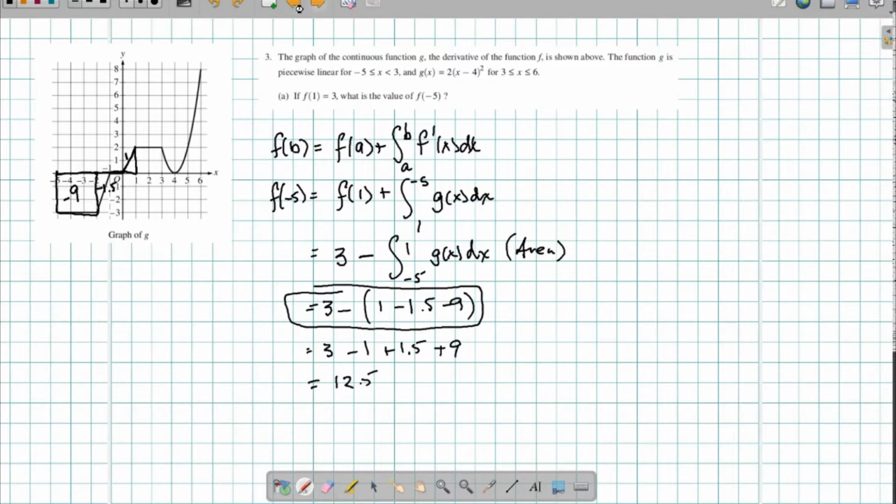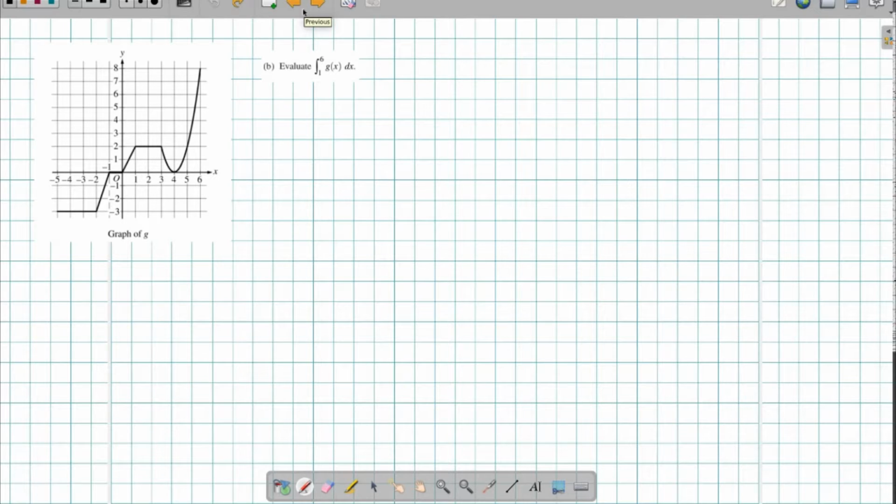All right, part B, we want to evaluate the integral from 1 to 6 of g of x. Notice that from 1 to 3, we've got a linear function, and this is going to be a square. But from 3 to 6, I've actually got this parabola, so we will have some math going on here. So I know that this is going to be equal to the integral from 1 to 3 of g of x dx, plus the integral from 3 to 6 of g of x dx. And this is going to be easy because this is just that square with the area of 4.